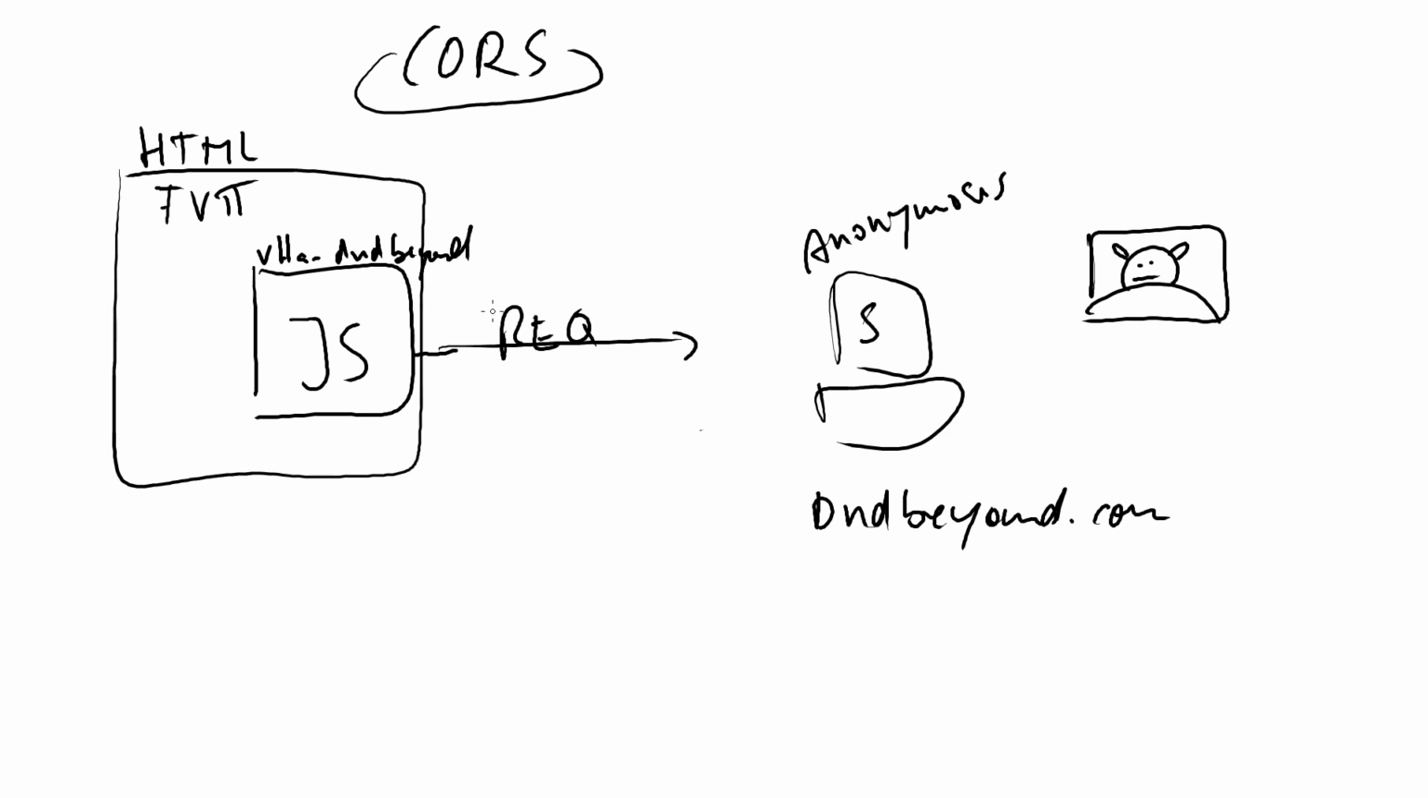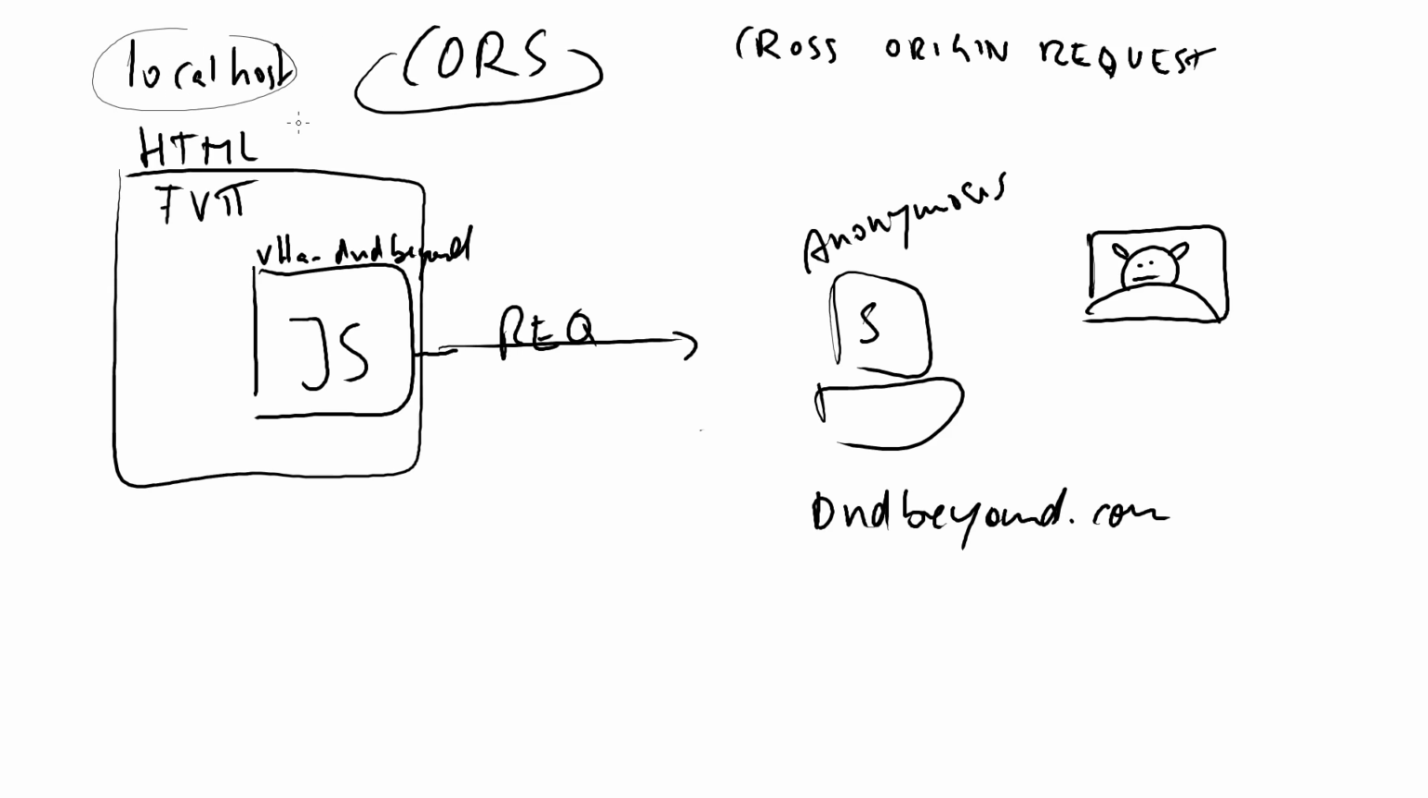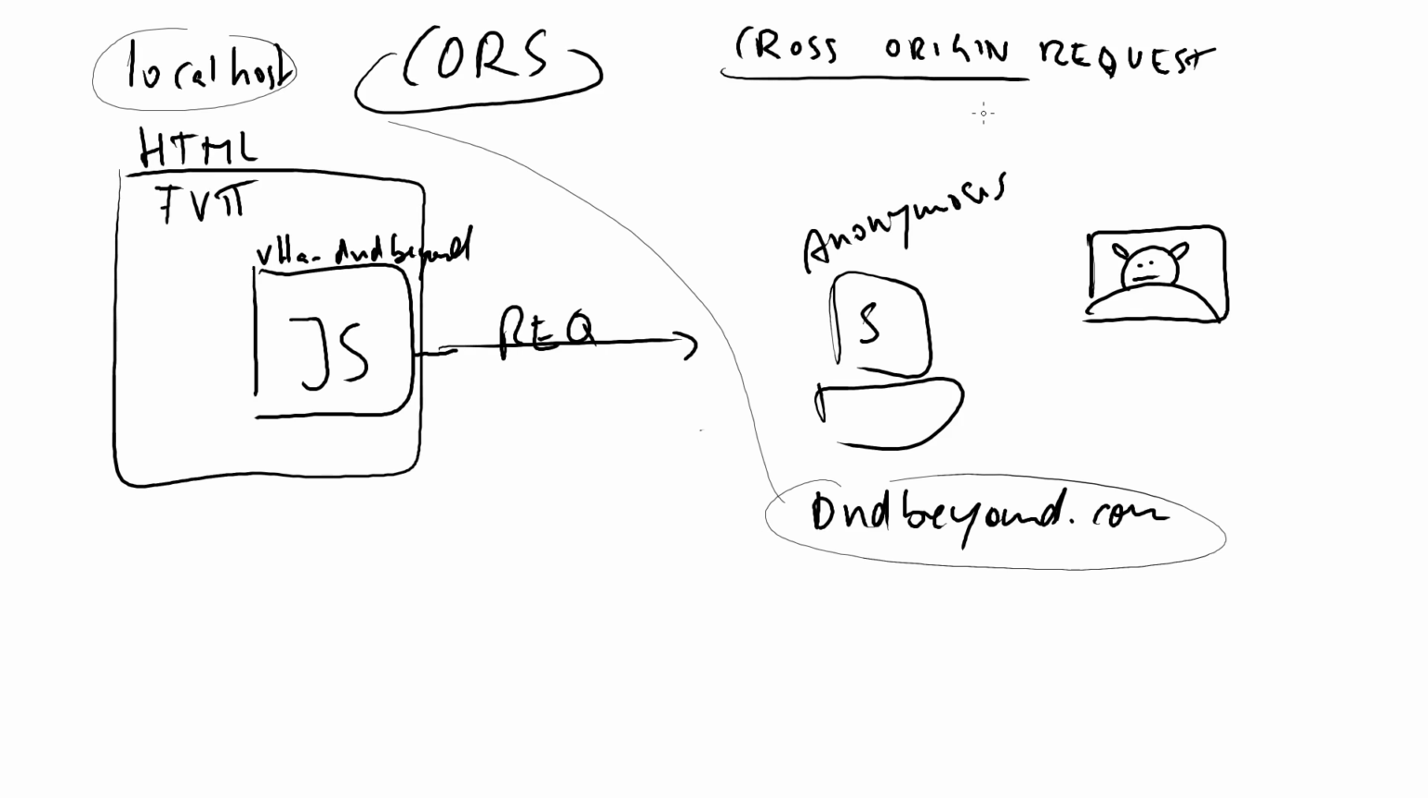Let's load this image. Now what happens here on the server, there's something like CORS, as I said, so it basically stands for cross origin requests security, I don't know what the S stands for right now, but basically what it does is a cross origin. So for example, your Foundry server is running on localhost, so your own computer, and it wants to access something on D&D Beyond.com. So this is cross origin.